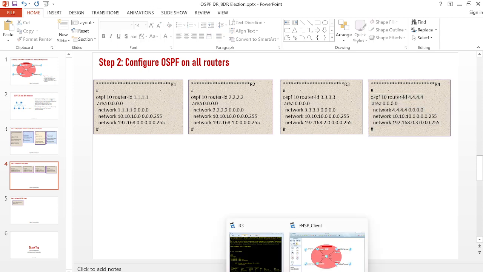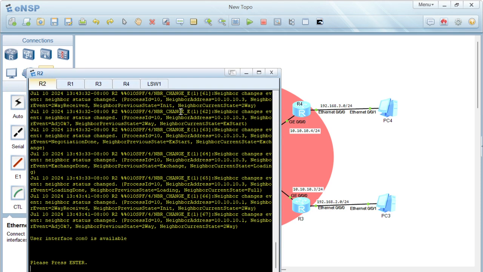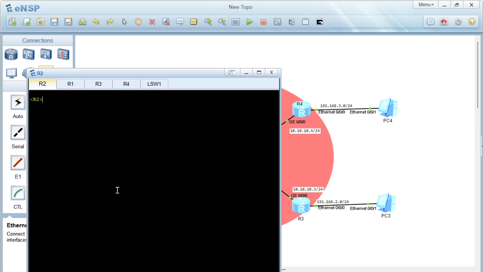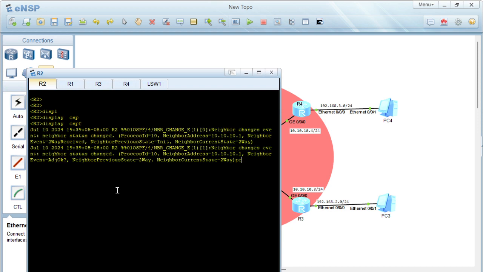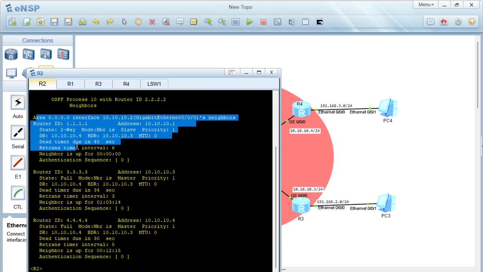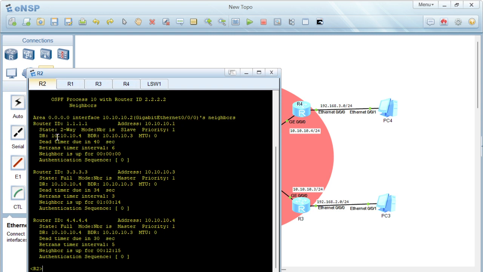So if we log into the lab, this is the lab as shown before. If I check on R1, I will clear the screen first. If I display the OSPF peers, you can see that on R1 we have 3 peerings. And among these 3 peerings, we have the DR, which is 10.10.10.4. So router 4 has been elected as the DR, and router 3 has been elected as the BDR.